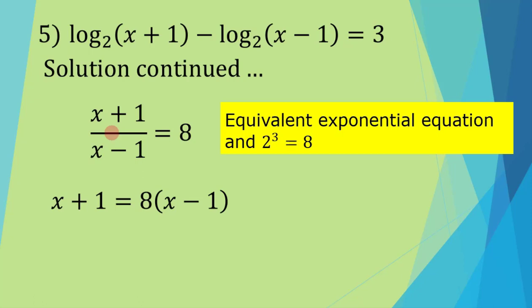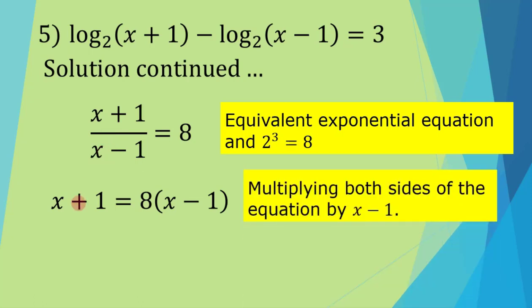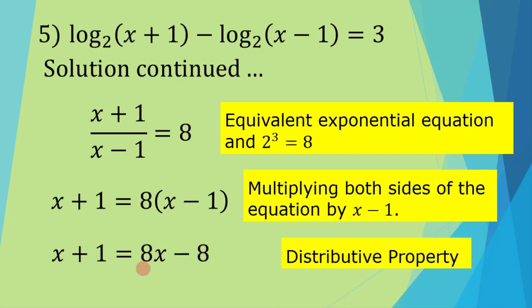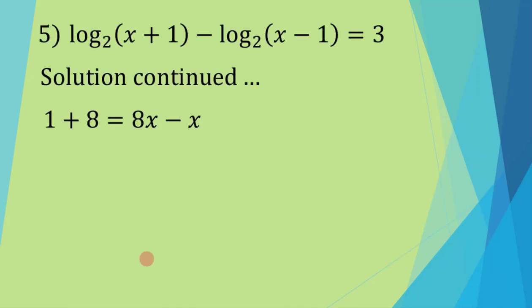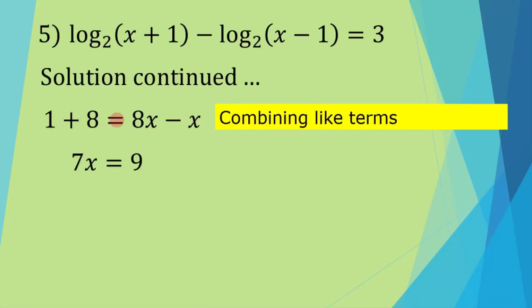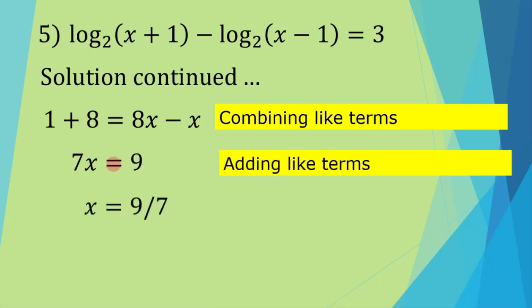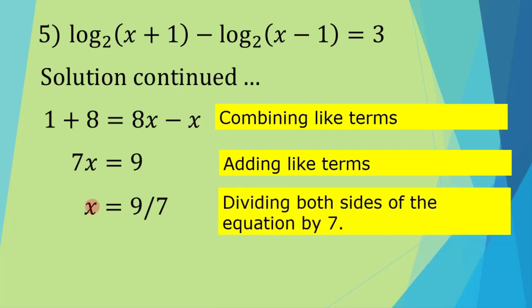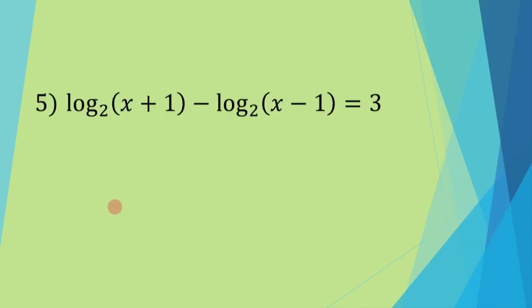Multiplying both sides by x minus 1, we have the linear equation from a rational equation. So x plus 1 equals 8x minus 8. Applying the distributive property here, and then combining like terms, we have 7x equals 9. Then finally, dividing both sides of the equation by 7, x equals 9 over 7.